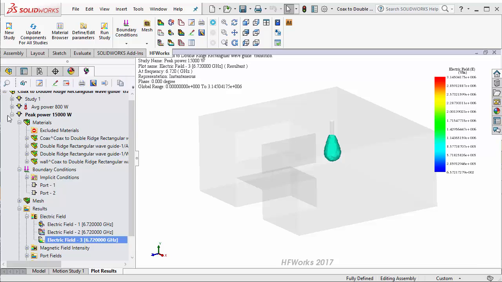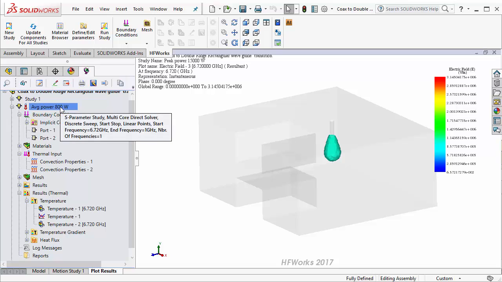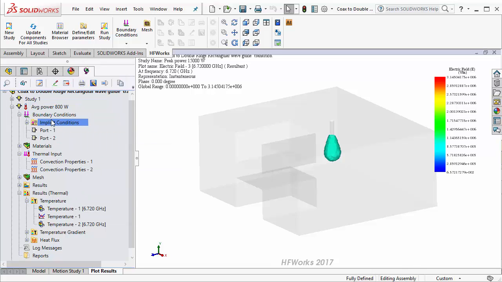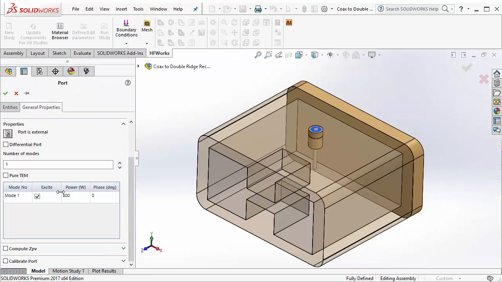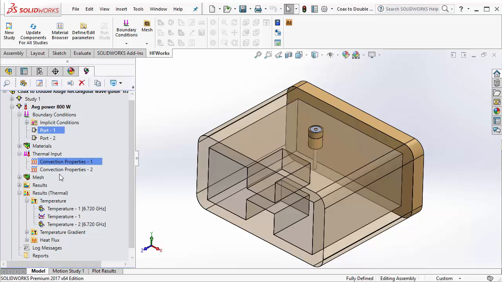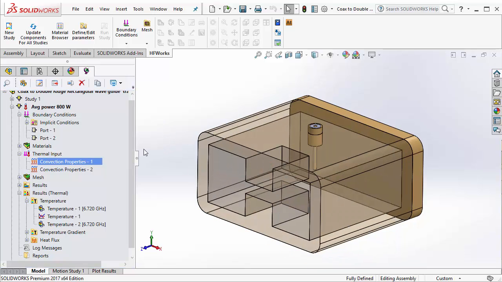Next we will look at the average power operating condition. The average power, unlike the peak power, is set to operate at 800 watts. We do a similar study, but when we define port 1, we excite it with 800 watts of power. And then we apply a convection boundary condition to all the outer faces of this copper. When we run the simulation, we will be able to compute the temperature.